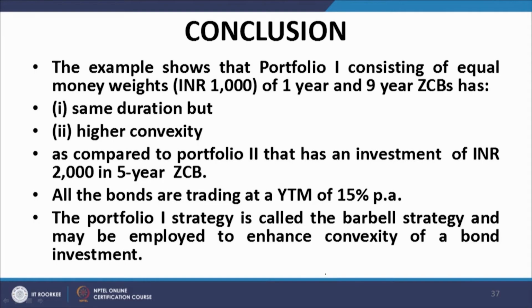So, what is the conclusion? This example shows that portfolio 1, consisting of equal money weights of 1 year and 9 year 0 coupon bonds, has the same duration but higher convexity as compared to portfolio 2, which has an investment equal to that in portfolio 1, but in a single bullet 5 year 0 coupon bond. All the bonds are trading at 15% YTM. The portfolio 1 strategy is called the barbell strategy and may be employed to enhance the convexity of a bond investment.